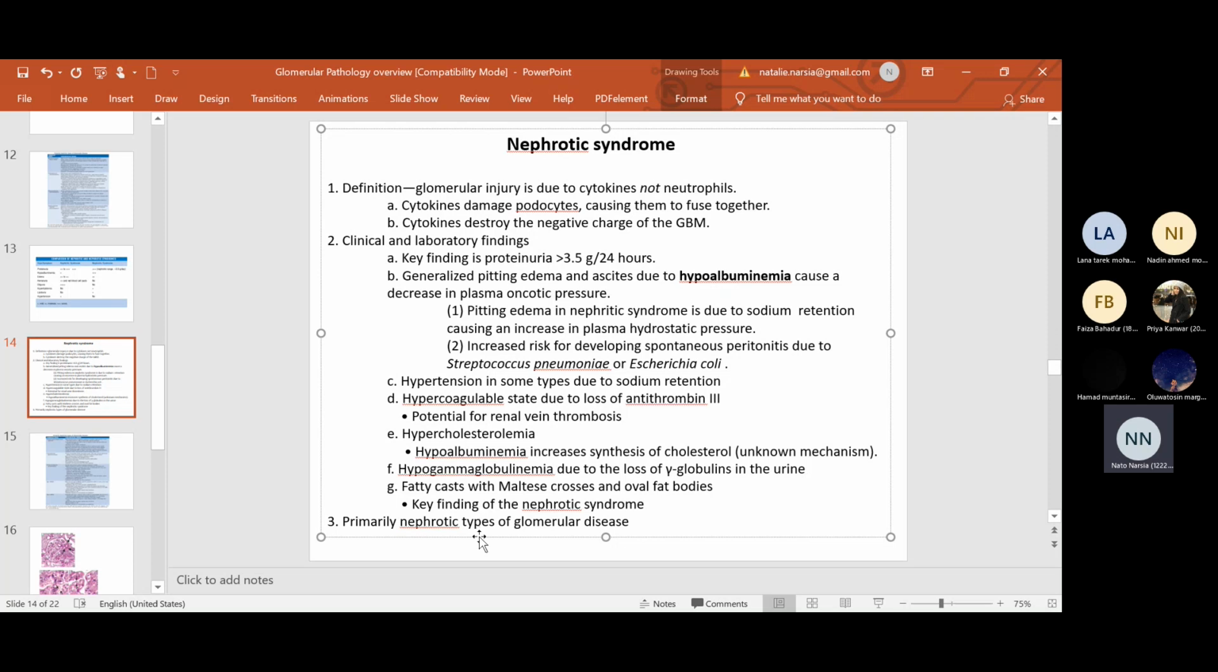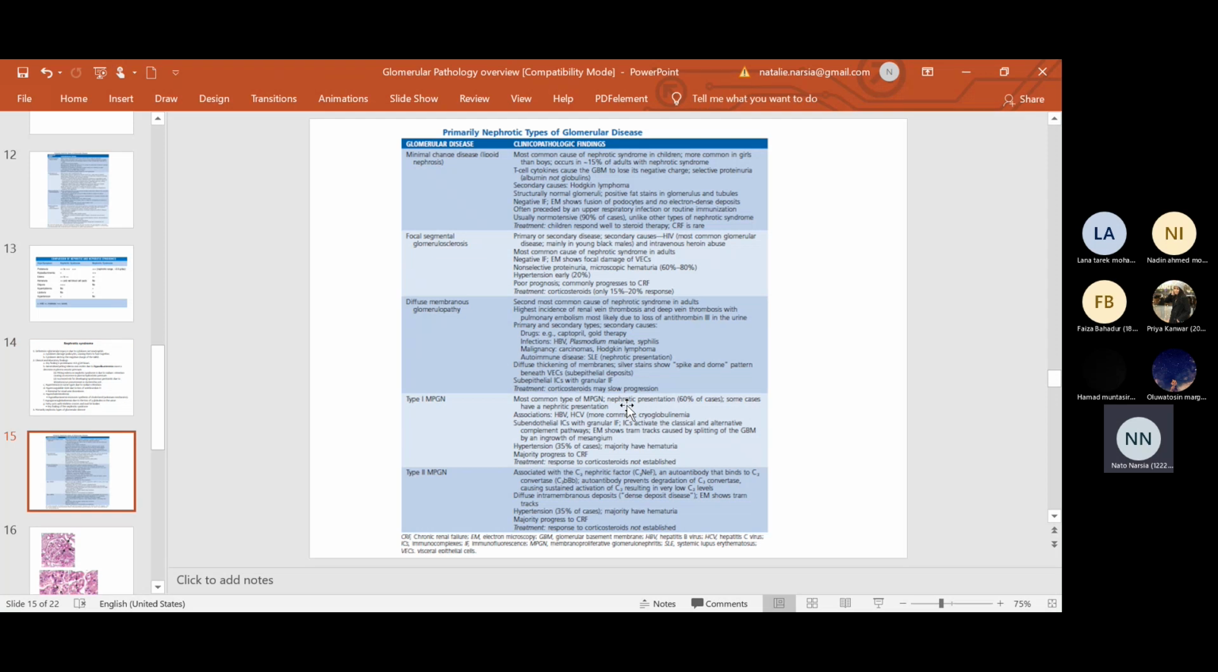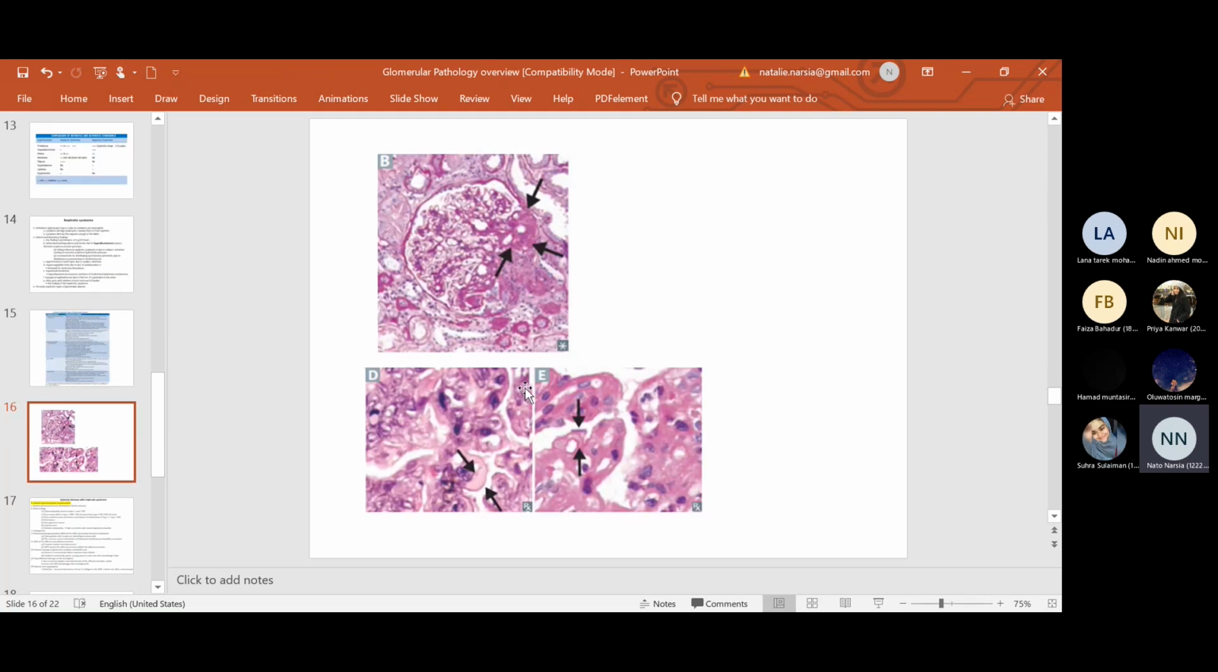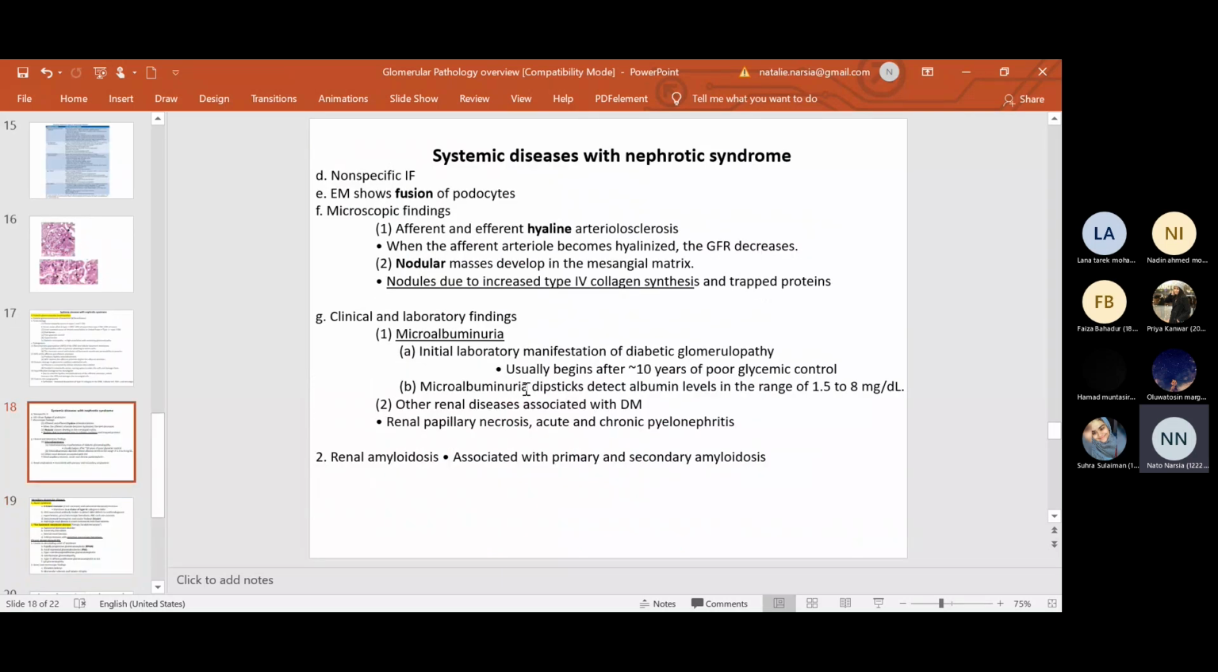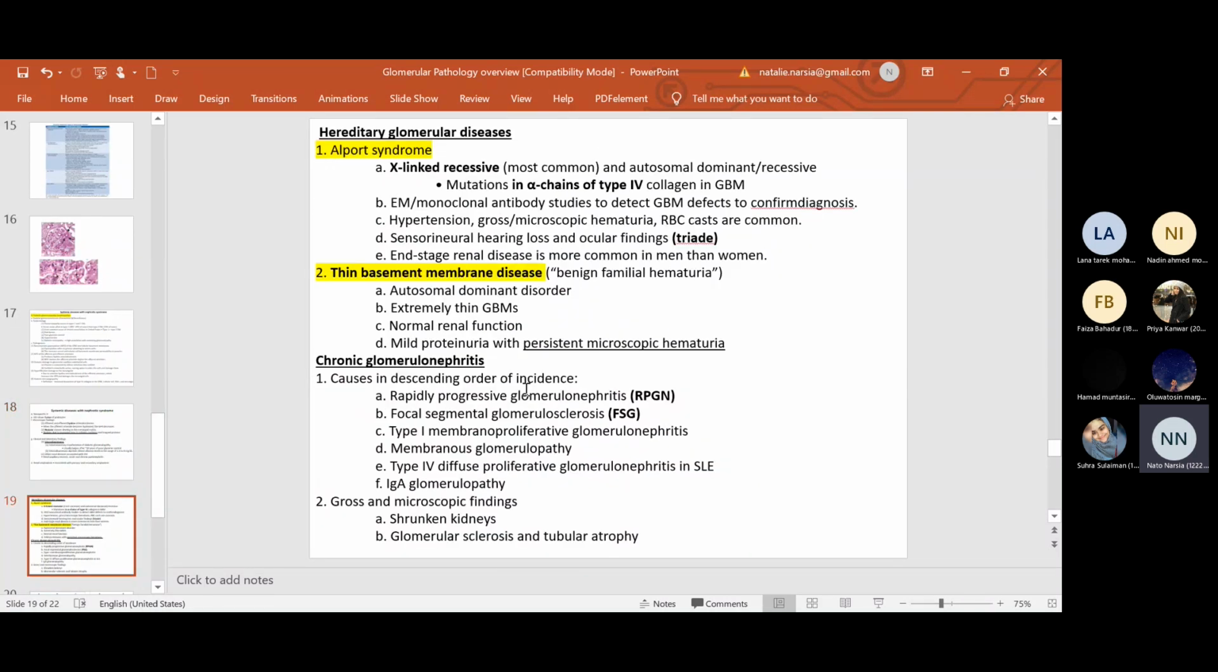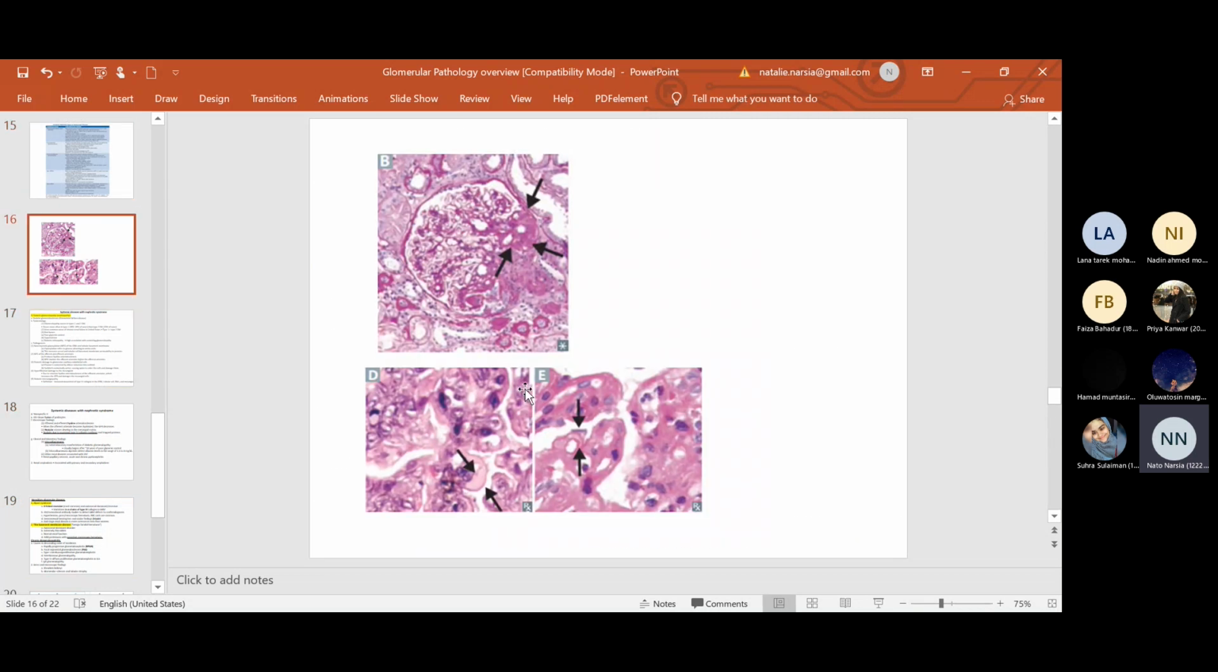That is very important. Okay, primary nephrotic types of glomerular disease. Diseases are here: minimal change disease, focal segmental glomerulosclerosis, diffuse membranous and membranous, and type 1 membranoproliferative disorders, and type 2. I will go through this. These actually are very well explained in Pathoma, so I will follow Pathoma now. There are pictures and systemic disorder, that is diabetes. Okay. So what happens actually here?